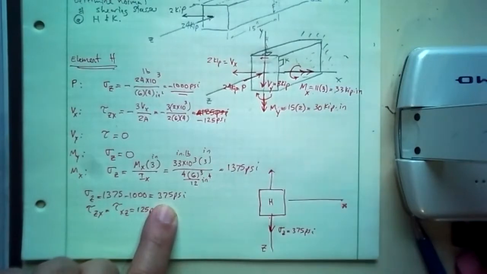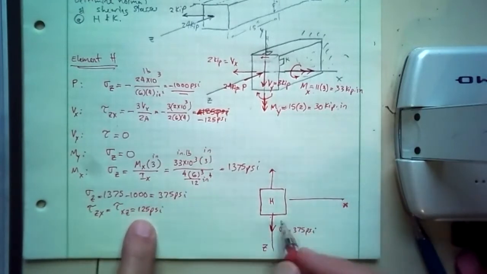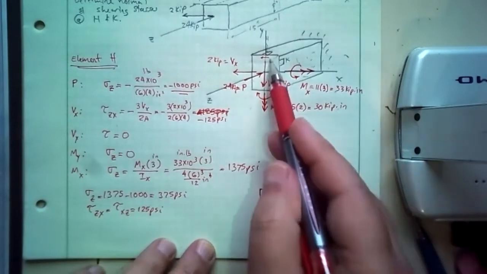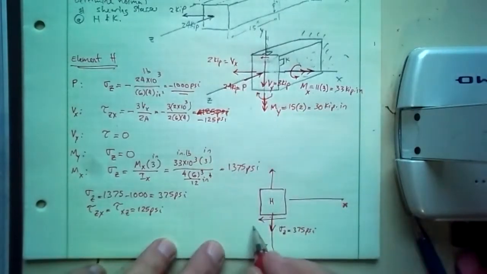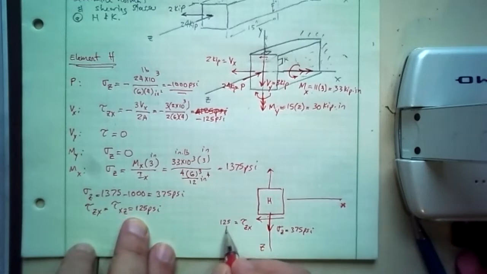There it goes again. And then tau ZX. Tau ZX negative, meaning going that way. That's the negative part of it. It's going in the same direction as the VX was. So now we don't put the negative in here anymore, obviously. Tau ZX, the X direction, that's equal to 125 psi.